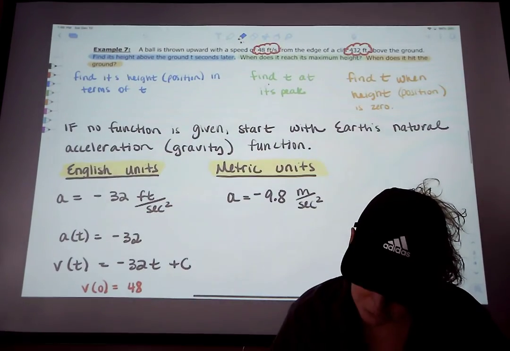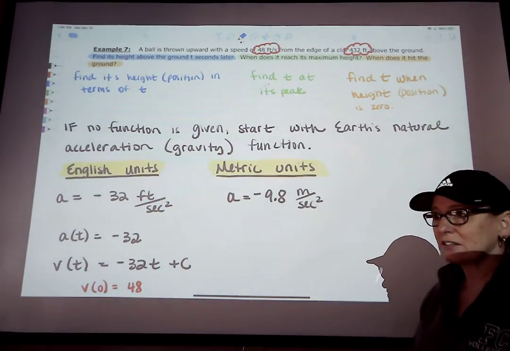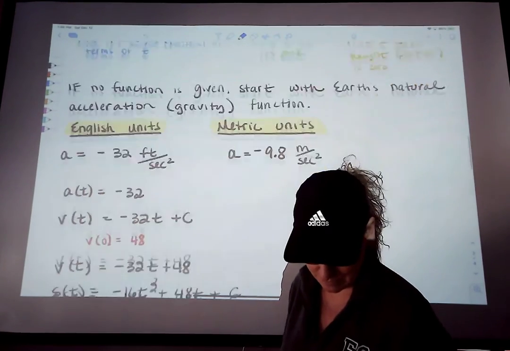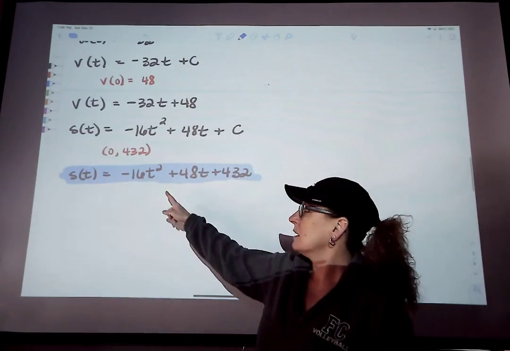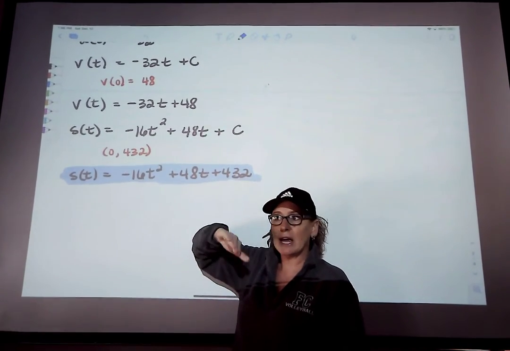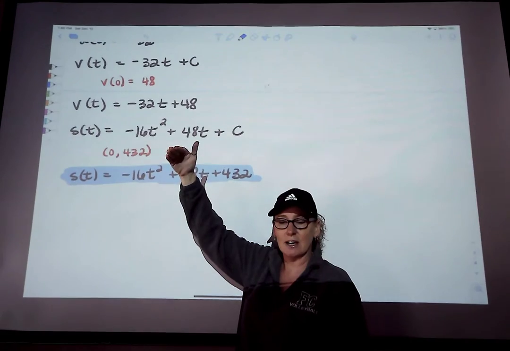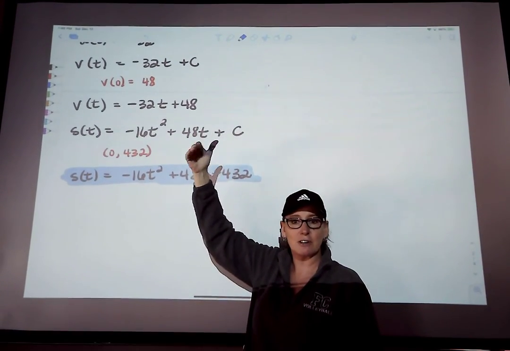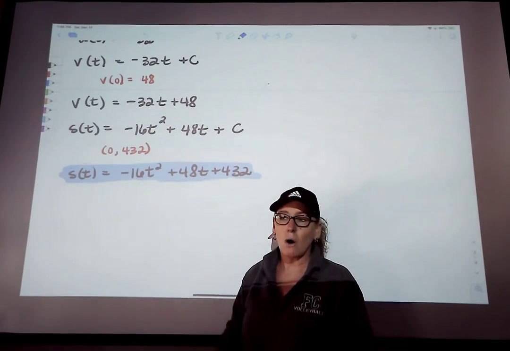Next question, green question. When does it reach its maximum height? Let me give you two options. Option number one, upside down parabola. You can find its, what is that called? Vertex. You can find the vertex of this parabola.